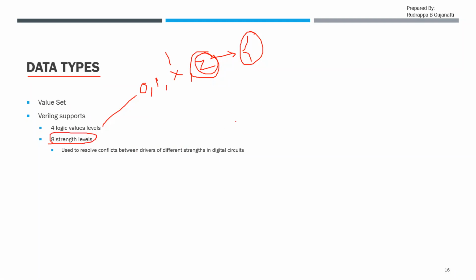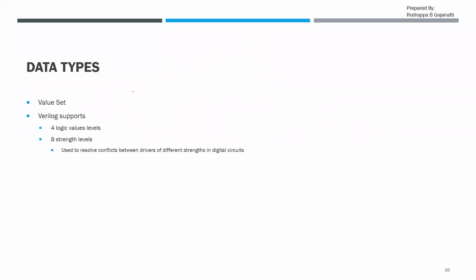Now suppose you have two signals, one is strong and the other one is weak, and both are competing with each other. Which one should be provided the access? If there is a conflict, which one should be provided the access? So we give access to the strong one. So let us see these conditions. That is what it implies.